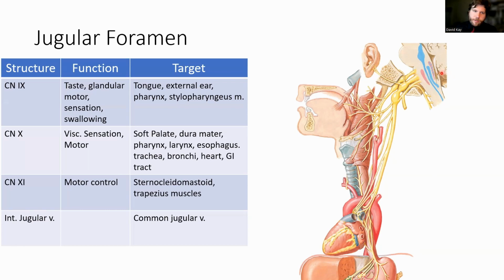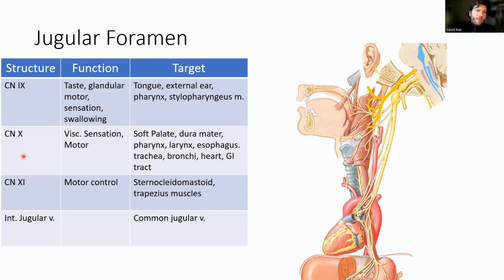And what the glossopharyngeal nerve supplies is taste to the posterior 1/3 of the tongue, motor innervation to basically all the glands inside the mouth that aren't the parotid gland, as well as sensory innervation to the external portions of the external ear and portions of the pharynx, and motor innervation to the stylopharyngeus muscle, which is a muscle that is critical to both swallowing and talking because it helps to raise the pharynx.